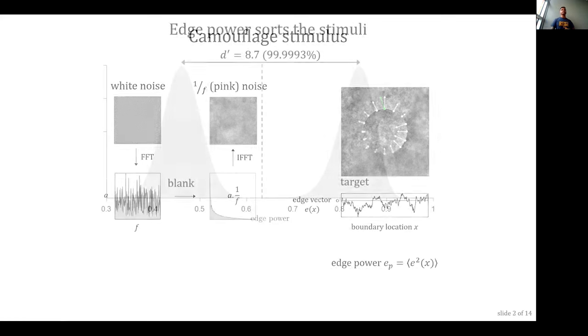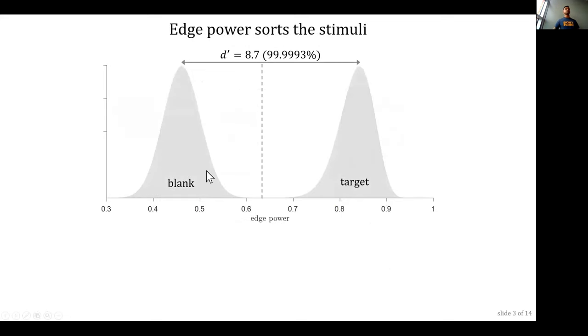Okay, so what we see next is the distributions of the edge power of the blank images. The blank images are the images which do not have a target on them. The target images are the ones which do have the circular target on them. We see that the edge power measure is able to separate these two distributions by a pretty large separation. So this number, the D prime, is what measures this separation. It's actually just the difference between the means of these distributions in units of their average standard deviation.